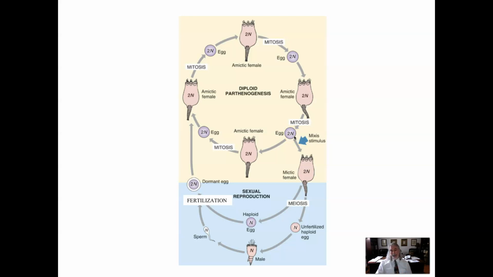The reason that their offspring are all female is because the mother, the parent, is female as well. And since this is just cleavage of one of the parent cells, the offspring are all going to be female.